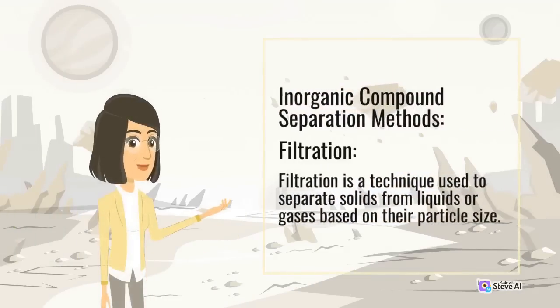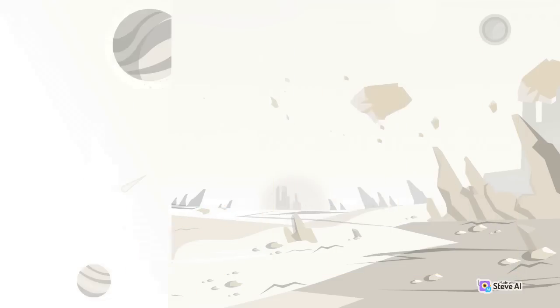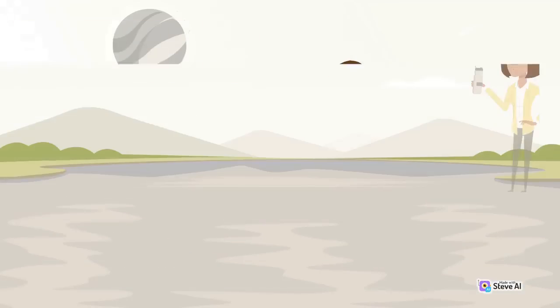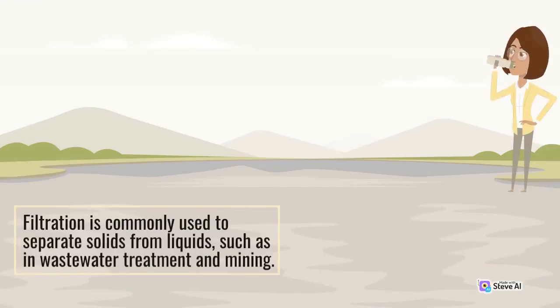Inorganic compound separation methods. Filtration. Filtration is a technique used to separate solids from liquids or gases based on their particle size. The mixture is passed through a filter, which allows the smaller particles to pass through and retains the larger particles. Filtration is commonly used to separate solids from liquids, such as in wastewater treatment and mining.